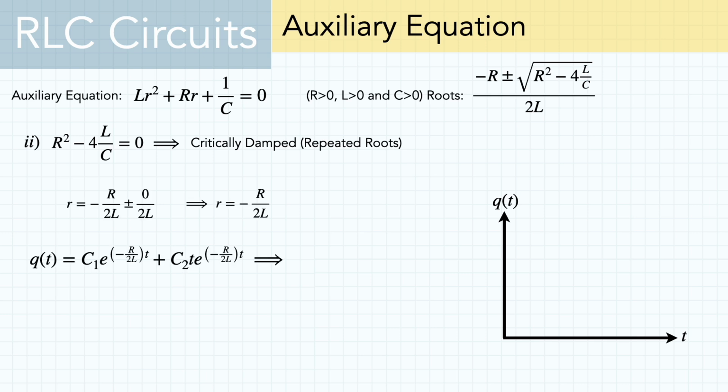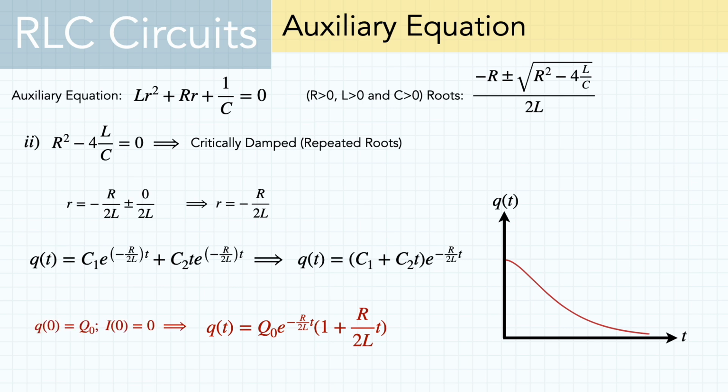So the format we use for repeated roots is C1 times e to the power of root times t plus C2 times t times e to the power of root times t. So once again, we're just plugging the values in. And one cool thing we can do here is make this an initial value problem and say that the system starts at t equals 0 at Q0 and ends at 0 current, because that is when the resistor is going to have dissipated all of the charge from the system.